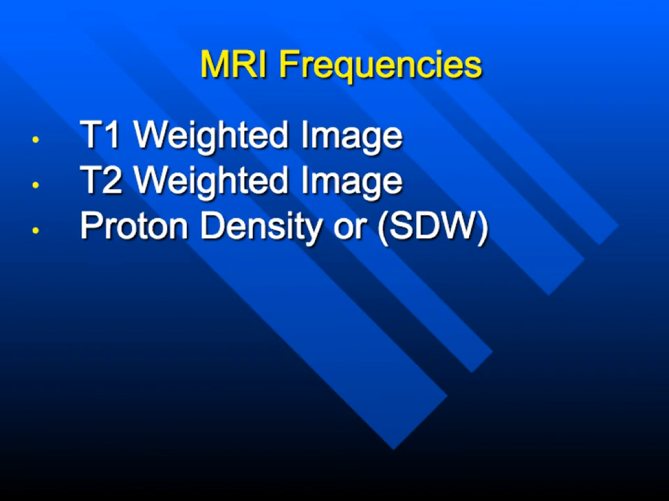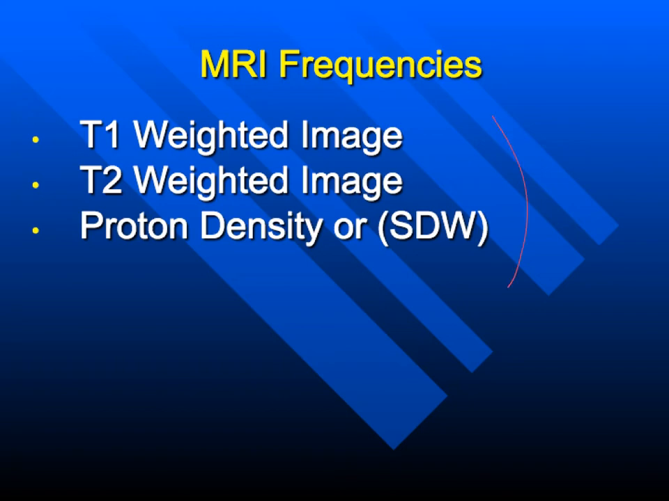MRI frequency. You know how we have different techniques that we use in X-ray. We have kV and mAs and all of that. MRI is completely different from X-ray, but there are still different frequencies that we use in MRI. They're called T1 weighted image, T2 weighted image, and then proton density, or SDW, which is spin density weighted. It's another name for proton density.